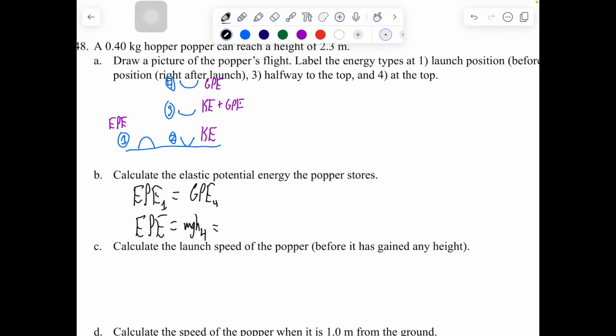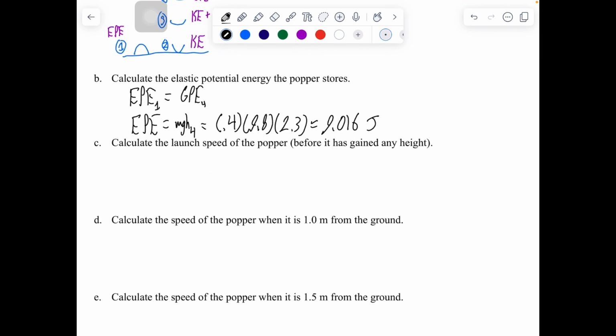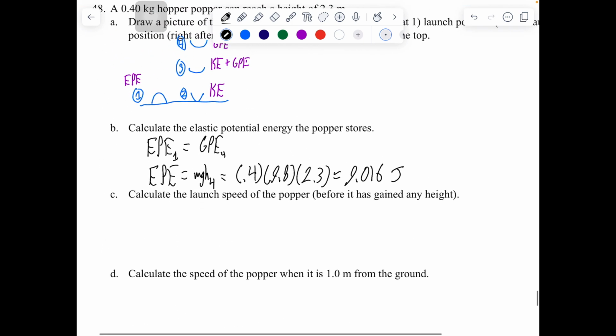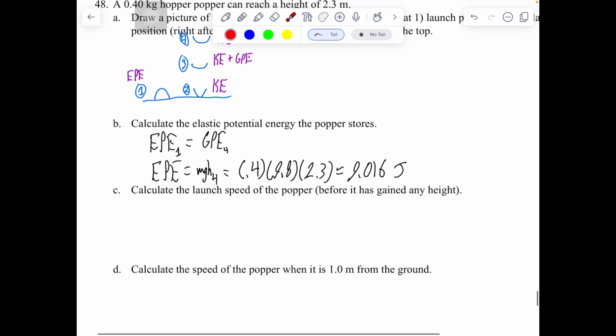We'll plug in the mass of the hopper popper, 0.4. G is 9.8. The height it reaches is 2.3. We'll go through and say, okay, 0.4 times 9.8 times 2.3. It was storing 9.016 joules of elastic potential energy. That energy, from step 1 to step 2, gets turned entirely into kinetic energy. It doesn't go anywhere else.